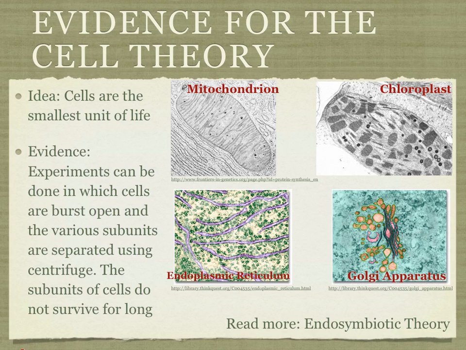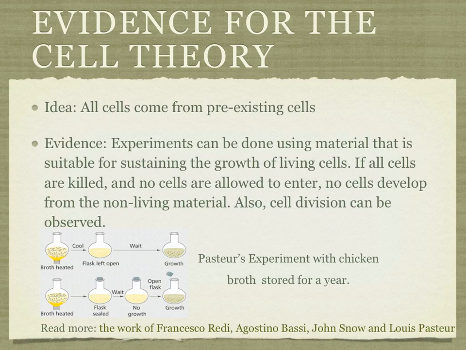You can see examples of the organelles over here. These are electron micrographs. The bottom ones have been colored for us to be able to see the Golgi apparatus, the endoplasmic reticulum, the mitochondrion, and the chloroplast. If you're interested in knowing more about the subunits of the cell, the organelles and the story of the organelles, you can read more about endosymbiotic theory, which talks about how the evolution of eukaryotic cells may have happened.